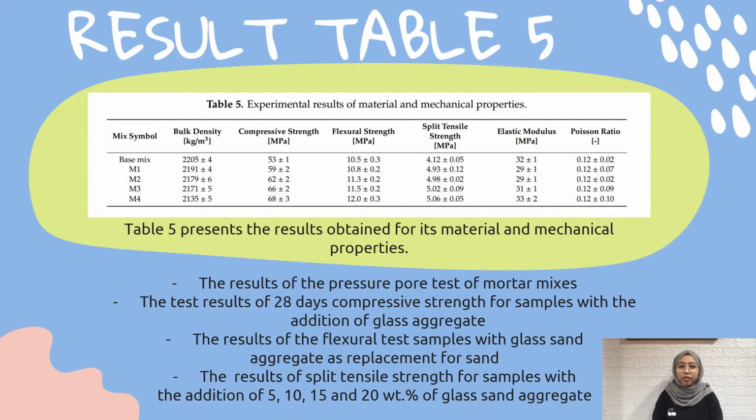Moreover, the results of the flexural test samples with glass sand aggregates as replacement for sand are also shown in Table 5. Lastly, it shows the result of split tensile strength for samples with addition of 5%, 10%, 15%, and 20% weight percentage of glass sand aggregates.